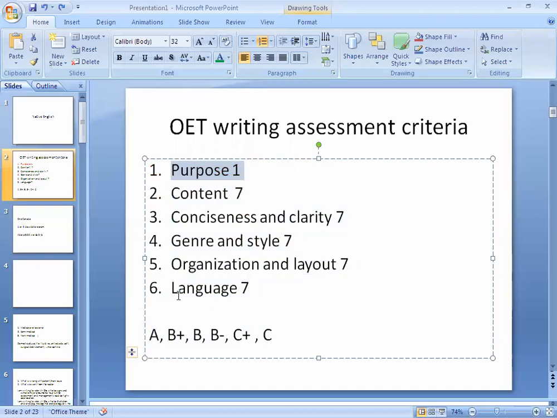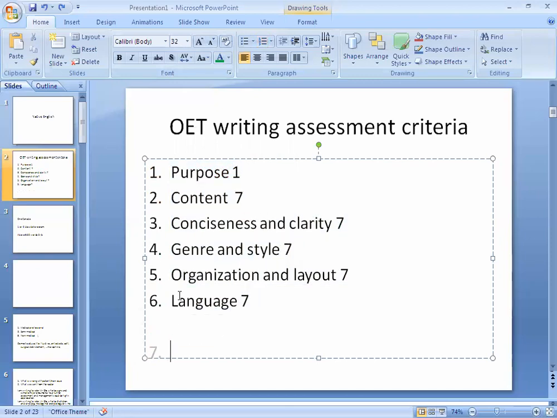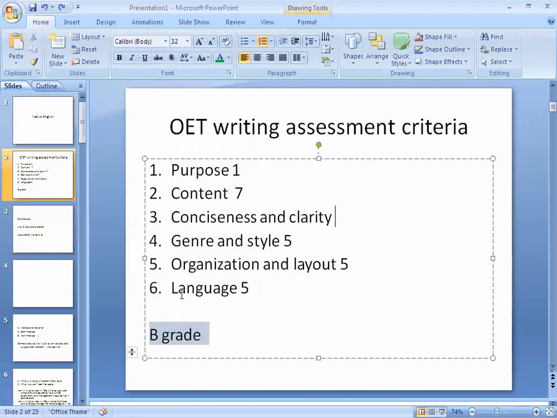So people just try to get at least this score. Okay, what happened here? 5, 5 and 2 in purpose, at least this. Out of 3, 2 in purpose, these are out of 7, at least 5 you will get. So purpose, content, conciseness and clarity, genre and style, organization and layout, and language.